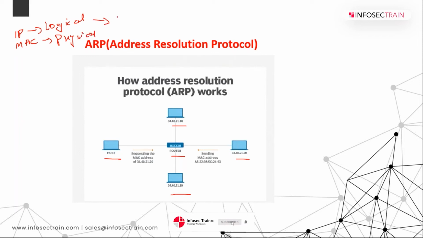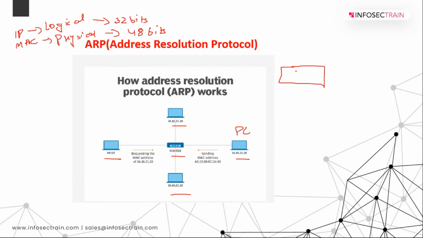The length of the IP address is 32 bits and the length of the MAC address is 48 bits, right? So this host wants to send data to this PC, let's say. It knows the IP address of that PC, so it will create a packet in which the IP address is written. Whose IP address will be there? This PC's IP address. So it will write: anyone having the IP address 34.40.21.20, please send me your MAC address. This request will be a broadcast, so it will send that broadcast to everyone present in the network.